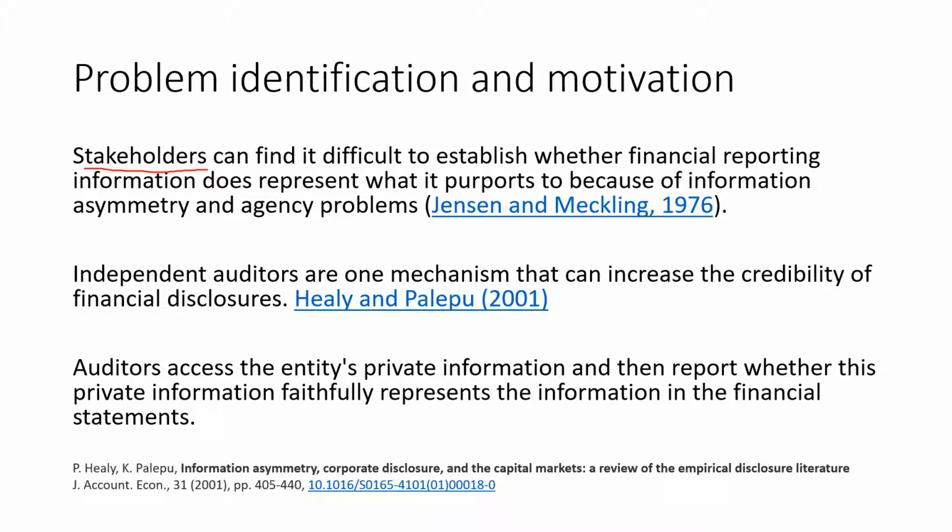Independent auditors are one mechanism that can increase the credibility of financial disclosures. What auditors do is that they are given access to the entity's private information that outsiders would not normally see, and then they report whether this private information faithfully represents the information in the financial statements. And as well as looking at the internal private information, they can also confirm that private information with outside parties. This paper will deal with that particular phenomenon.